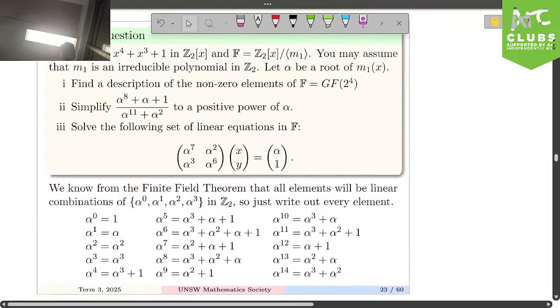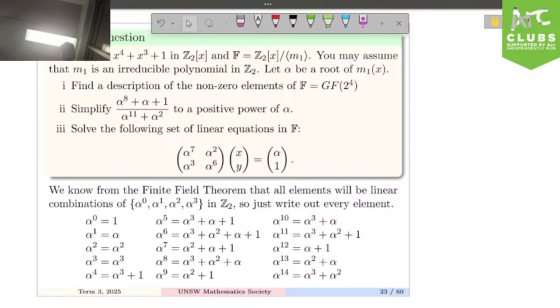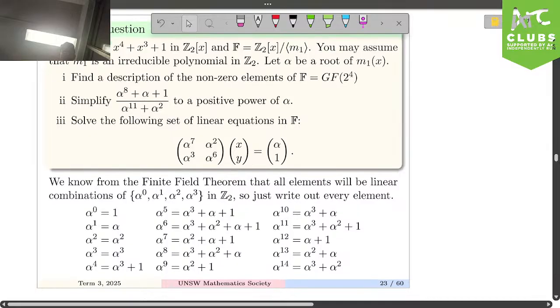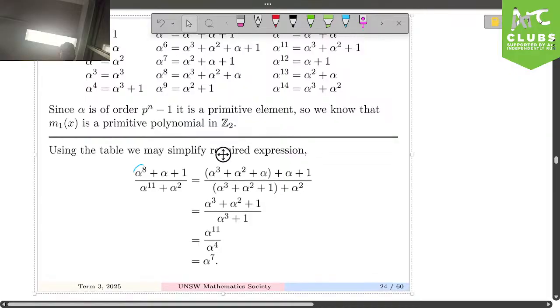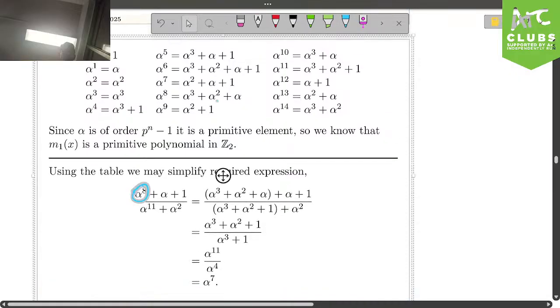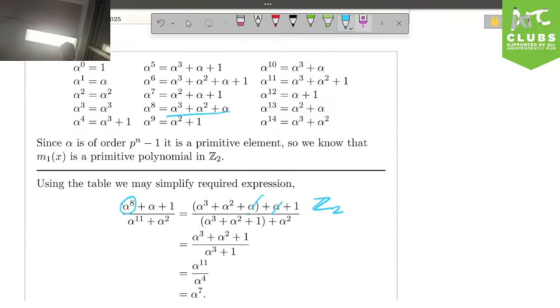There's actually another way. And that is, you can know that this M1 polynomial is also a primitive polynomial. There are, I think, 3 of these. This is one of them. And so what you can do is you can just write out a table. This table is all of the powers of alpha. Okay? And so now this table is really useful. I can look at alpha to the 8, and I can go up to my table, and I can say, oh, it's alpha cubed plus alpha squared plus alpha. We're in Z2, right? Because that's what the field was. So these are going to cancel.